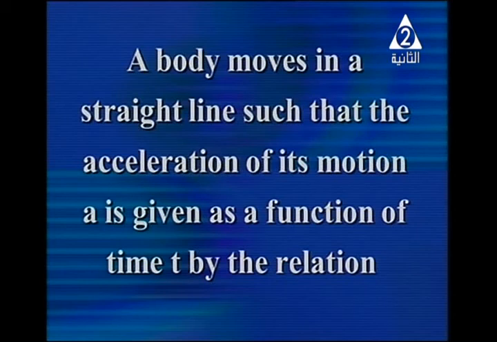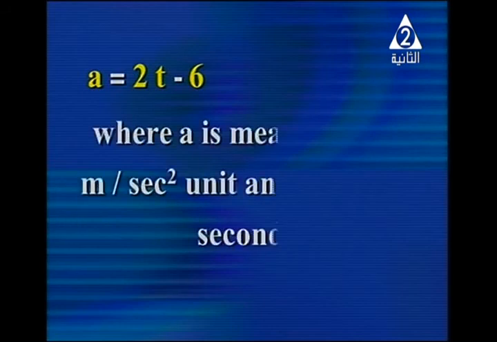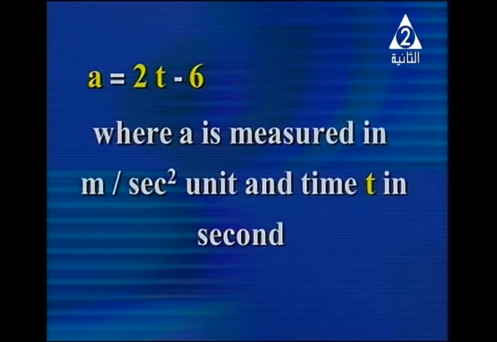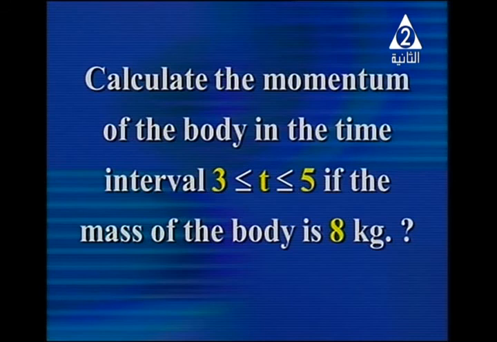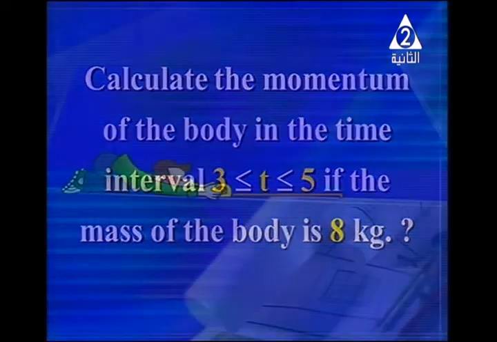Look at another example. A body moves in a straight line such that the acceleration of motion is given as a function of time t by the relation A equals 2t minus 6, where A is measured in meter per second squared and time t in seconds. Calculate the change in momentum of the body in the time when t is greater than or equal to 3 and less than or equal to 5, if the mass of the body is 8 kilogram. Solution.